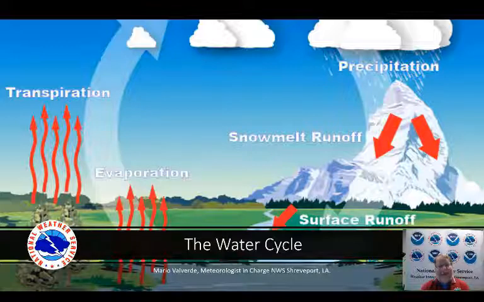The really neat thing about the water cycle on our planet is that we can have water, or H2O, in a vapor form, we can have it in a gas form, we can have it in a solid form, and we can have it in a liquid form. And we can have all three of them basically at the same time. So we're going to go through these individually here and just take a look.